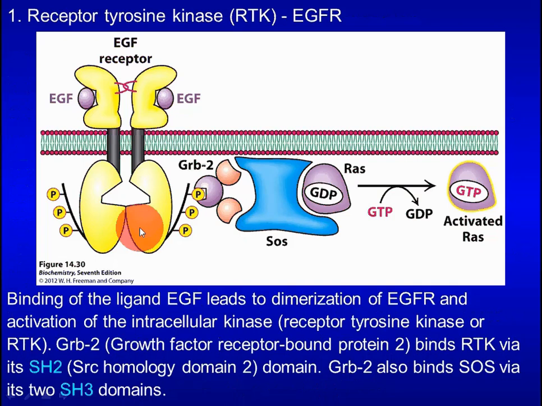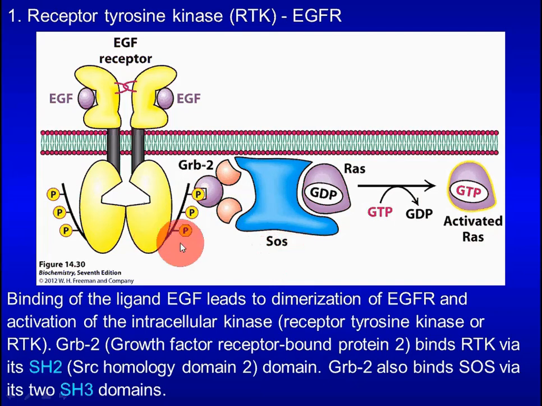Here is EGF receptor. Binding of the ligand EGF leads to dimerization of the receptor and activation of the intracellular kinase, receptor tyrosine kinase, or RTK. The GRB2 protein binds the RTK via its SH2 domain. This protein also binds SOS via its two SH3 domains. SOS represents son of sevenless. It is a guanine nucleotide exchange factor, or GEF.